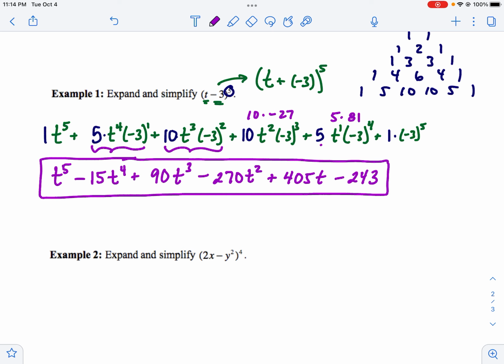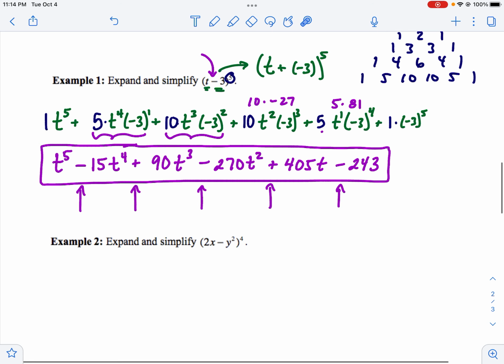Now, another thing to point out here is notice that when it was subtraction in my final answer, the signs just alternate. And that's always going to be the case because I'm going to raise them to an odd power, then an even power, odd power, even power, odd power. So because it's going to alternate, whenever I'm doing subtraction, I know I'm going to get that alternating pattern. Okay, so that's something to keep in mind.